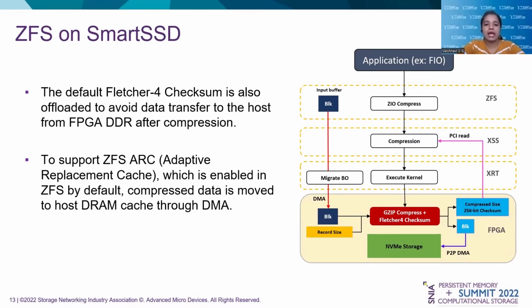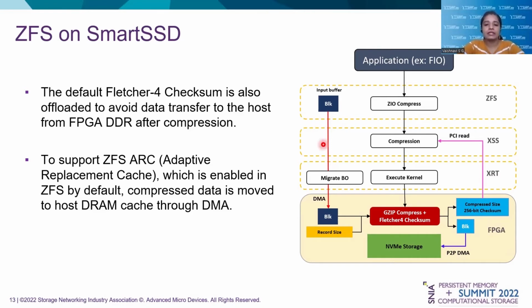Another factor which had to be considered while enabling P2P flow is the adaptive replacement cache in ZFS. ZFS by default has the cache enabled. So to support the default settings of ZFS, the compressed data in the FPGA DDR is moved to the cache by performing a DMA using XRT API. Note that this transfer of compressed data to the host is only to update the ARC, which is required for the read operations to find the recently used data in the cache.